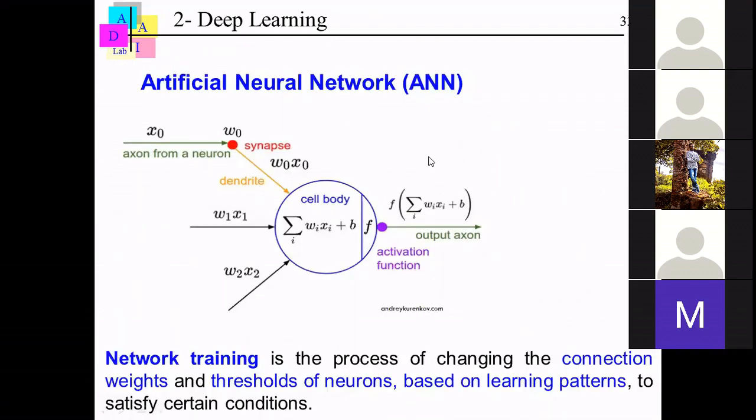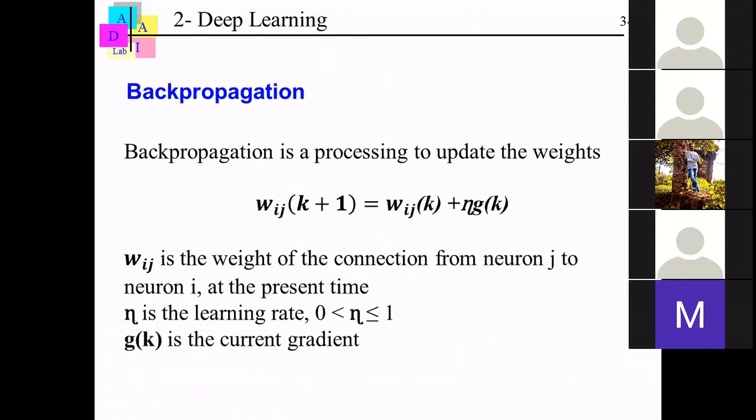And when we zoom in on one neuron, you see that we have the input and the cell body here, and we have the activation function and synapse here. And neural network training means the process of changing the connection weights and thresholds of neurons based on learning patterns to satisfy certain conditions. In neural network training, backpropagation is a very important process.